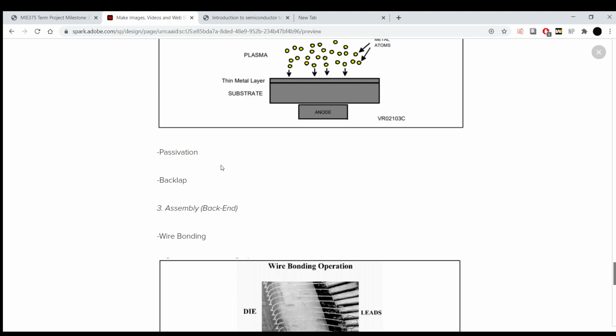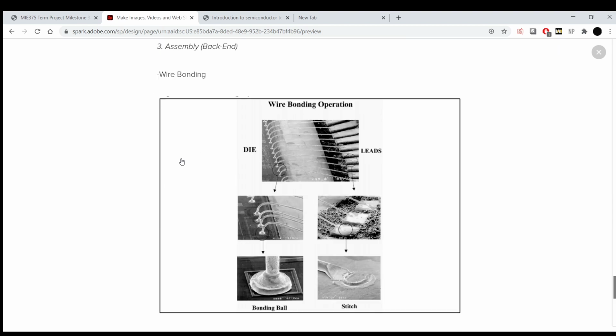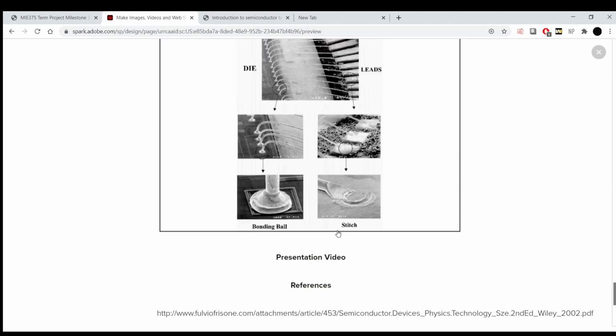So backlap is the adjustment of the thickness of the wafer, and it's a very straightforward process. Then we move on to assembly. Assembly is also very straightforward, but the most important part about the assembly is the wire bonding. Wire bonding basically connects our microprocessor to the outside world through leads leading into dies and connecting at the bonding ball. This allows for electrical signals to enter our microprocessor, and basically it allows it to function. Otherwise, it will be disconnected from the outside world.